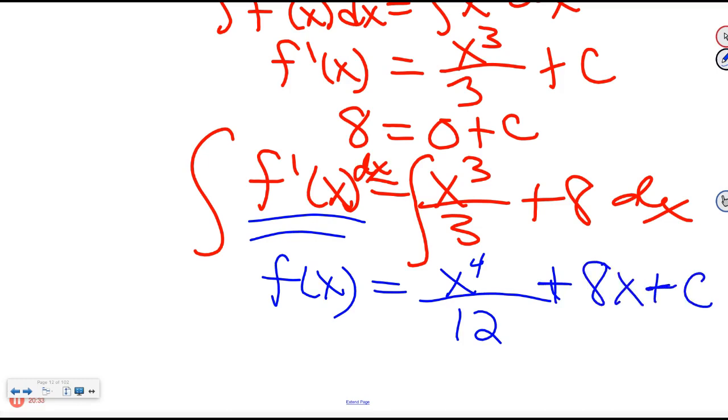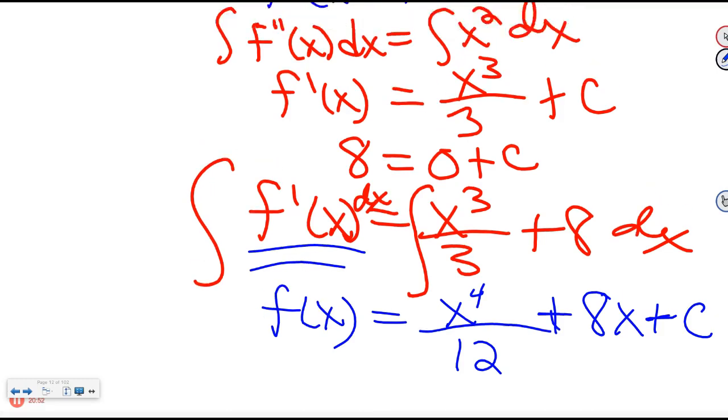What's that called in blue? Just for language. Oh, you guys are so awesome. That is a general solution. It's an infinite amount of functions whose second derivative is what? X squared. Okay? Now, if I go get the C, and again, how do I get the C?